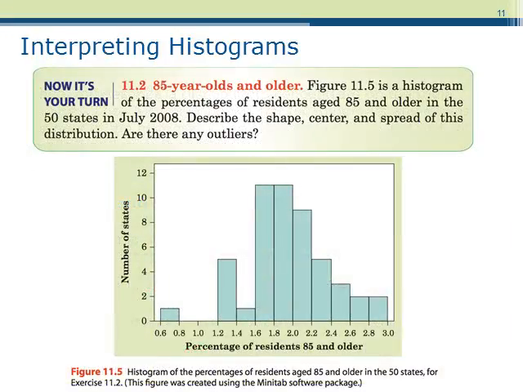Now you try one. Figure 11.5 is a histogram of the percentages of residents aged 85 and older in the 50 states. Describe the shape, center, and spread of this distribution. Are there any outliers? So pause the video and unpause when you're ready for the answer.